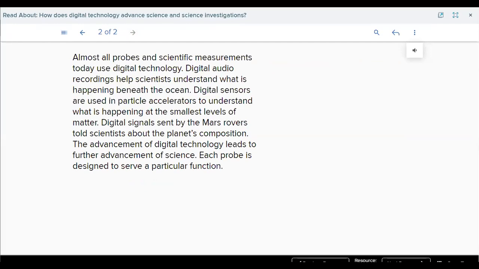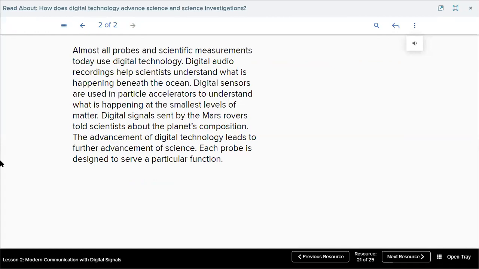Almost all probes and scientific measurements today use digital technology. Digital audio recordings help scientists understand what is happening beneath the ocean. Digital sensors are used in accelerators to understand what is happening at the smallest levels of matter. Digital signals sent by the Mars rovers told scientists about the planet's composition. The advancement of digital technology leads to further advancement of science. Each probe is designed to serve a particular function.